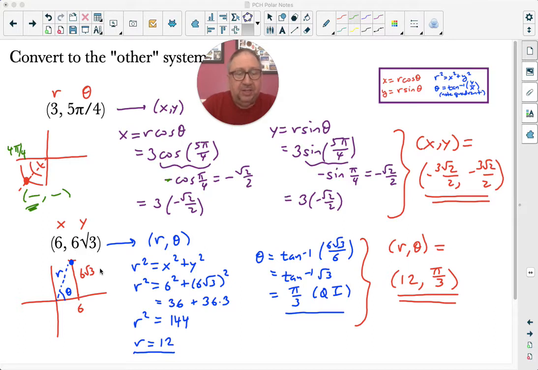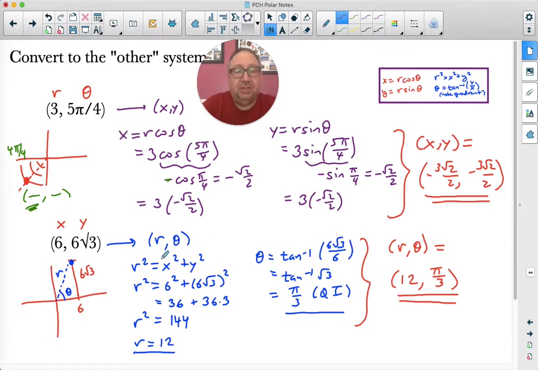Finally, the last one of these coordinate conversion problems. We're looking at 6 root 3. So again, I drew the diagram. Over 6, up 6 root 3. We're looking for the r and the theta to go along with the x and the y. I can see that the theta will be a first quadrant angle, positive, positive. That's where we end up.